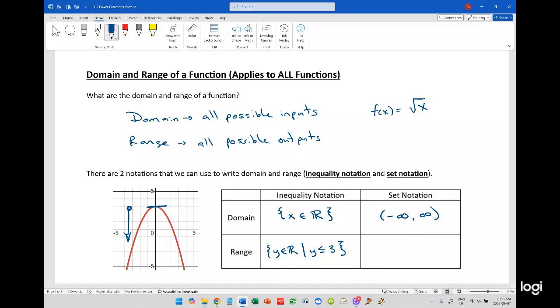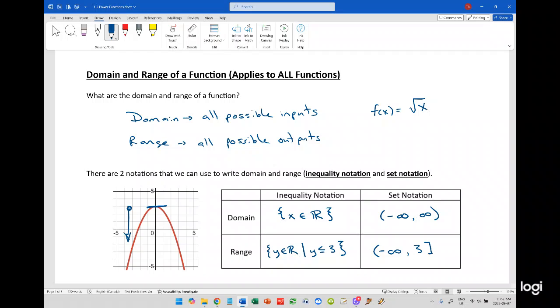Now, similarly, here I'm going to put a bracket that says I can go down as low as negative infinity, but my maximum value is 3. And it's going to get a square bracket this time. The difference between round brackets and square brackets in set notation is that a square bracket tells you that the number is included. 3 is included. If I want it to be strictly less than 3, I would use a round bracket there. But if I want to include the 3, a square bracket.